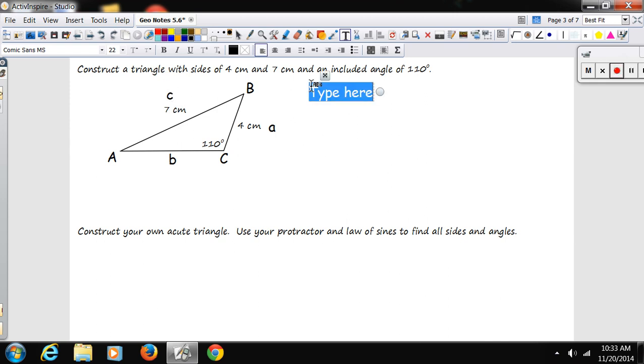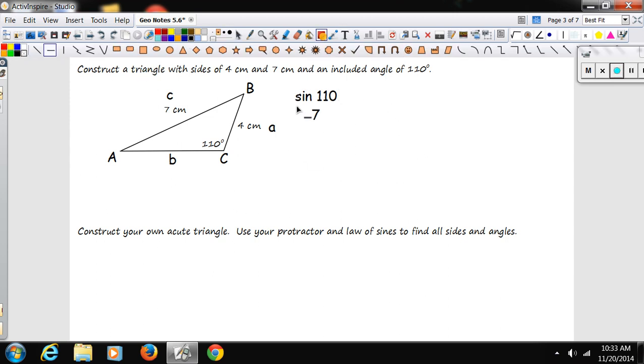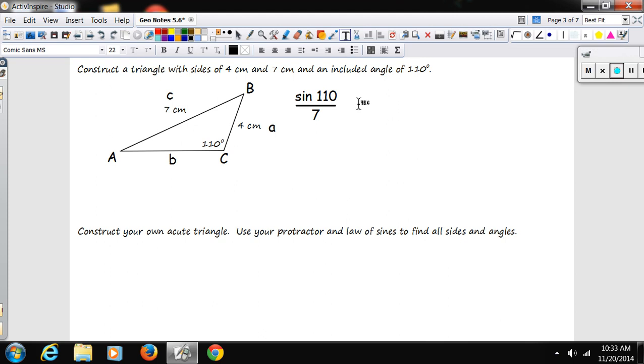So what letter do I have both values for? C, right? I got the angle c and I got the little c. So that you're going to have to put as one of your fractions. Sine of 110 over the 7. Well, that's got to be one fraction because you actually have both values for c. So put that down first. Equals.